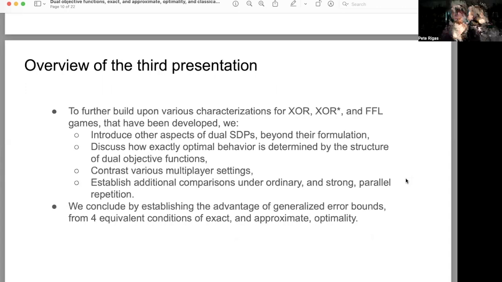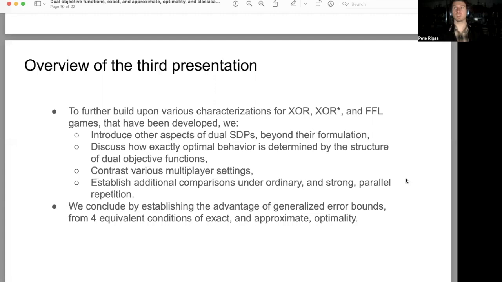And this will allow us to discuss how exactly optimal behavior is determined by the structure of this type of dual objective function. I'm going to provide as much more detail as I can in terms of the structure and the piecewise function definition that I've been describing extensively from the formulation and the statement of the dual semi-definite program itself from the second presentation, the previous presentation in the series.